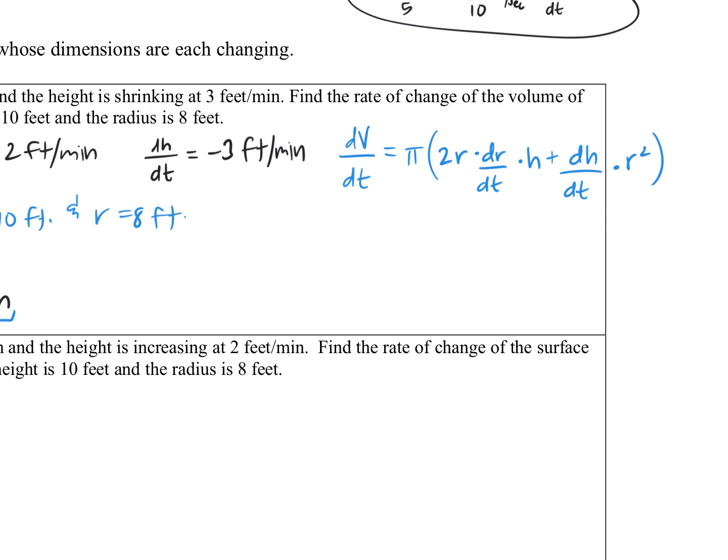So now, do we have all the information we need to solve for dV/dt? Do we know our radius? Yeah. Do we know our height? Yeah. Do we know our dr/dt and our dh/dt? Yes. Plug all that information in. So I've got dV/dt is equal to, we'll leave pi out of this until the end, keeping all of my units involved.